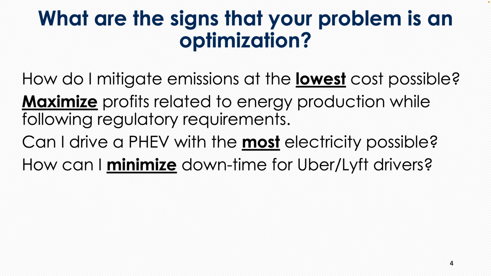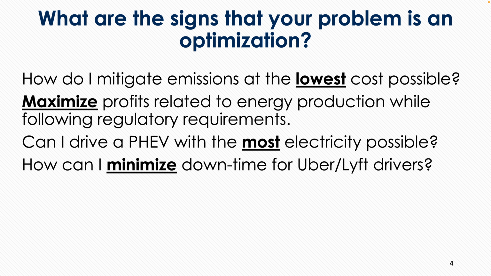But here are some signs that your problem could be an optimization. How do I mitigate emissions at the lowest cost possible? How do I maximize profits related to energy production when following regulatory requirements? How can I drive a plug-in hybrid with the most electricity possible? How can I minimize downtime for Uber or Lyft drivers? So the key thing here is if you are doing the most or the least of anything, that's a pretty strong suggestion that the type of question you're answering is based on an optimization. Okay? Any questions?